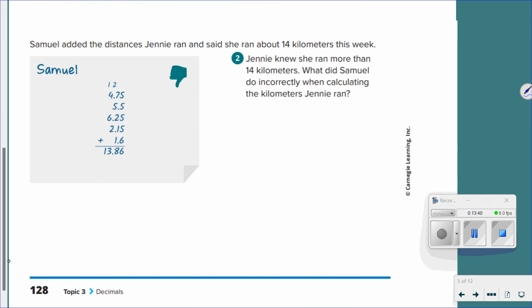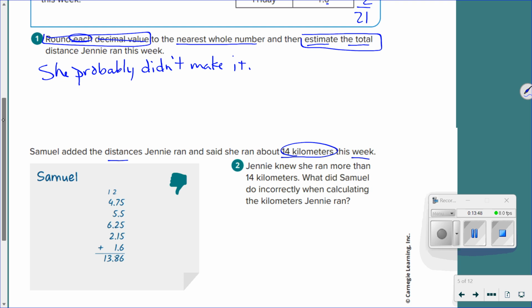Number 2, Samuel added the distances that Jenny ran. He said she ran about 14 kilometers this week. We estimated it at 21. Is 14 reasonable? No, it's really not, is it? That's way off. So again, that gives you a good advantage on doing an estimate.